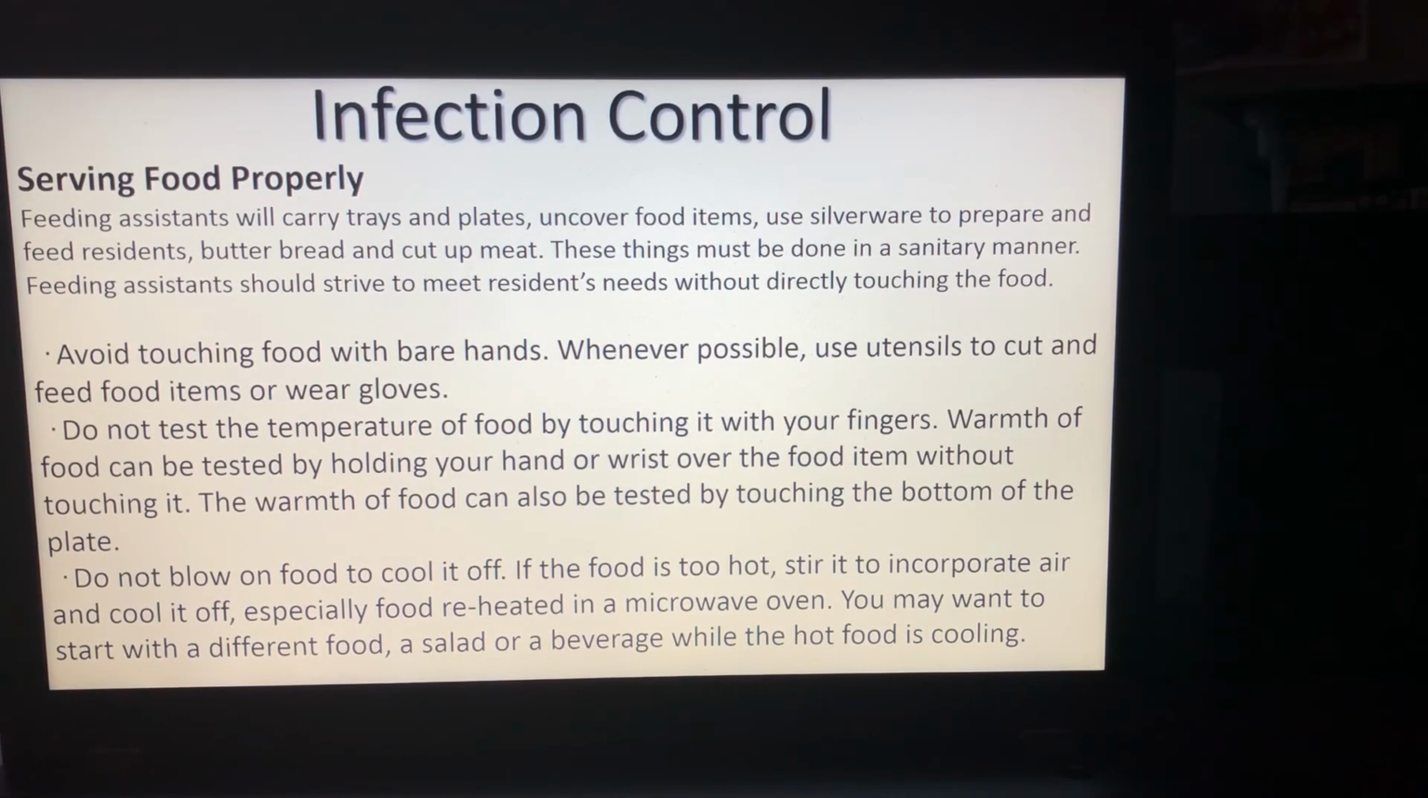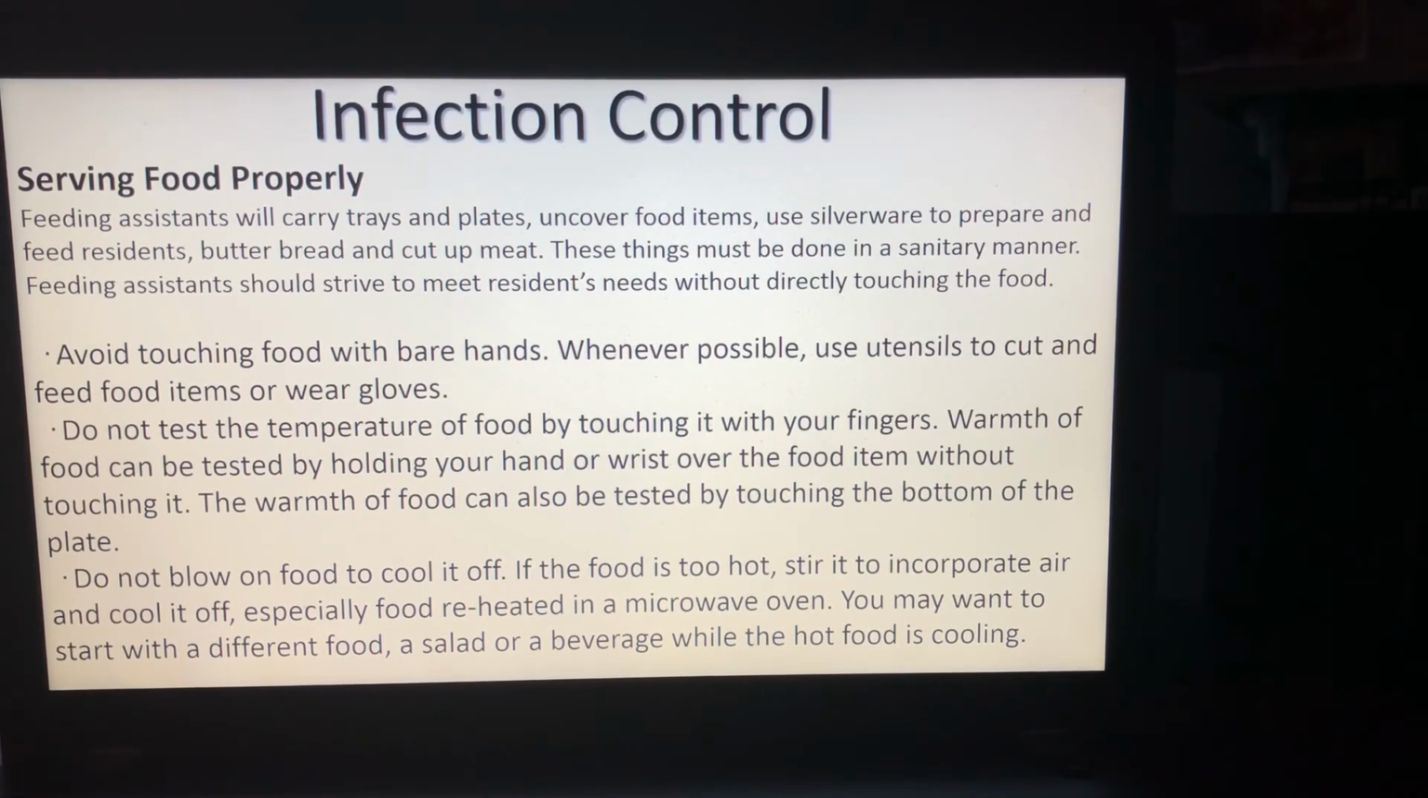So like if someone has a roll and it needs to be buttered, we can't just grab that roll with our bare hand. Even though we did wash our hands, we can't just grab that roll and break it in half and butter it. We need to be using a fork to hold it, cut it, and then do it that way. We don't ever touch anything with our bare hands.